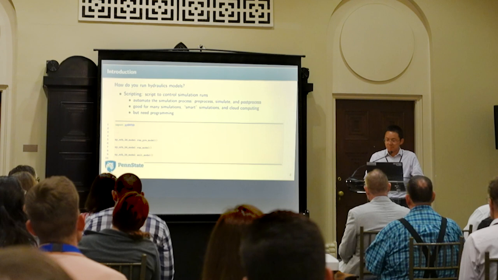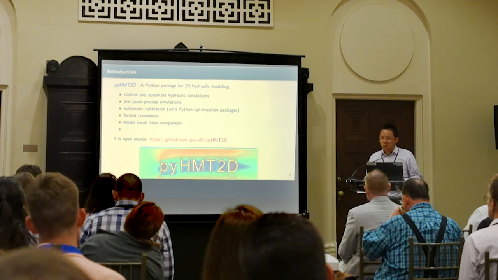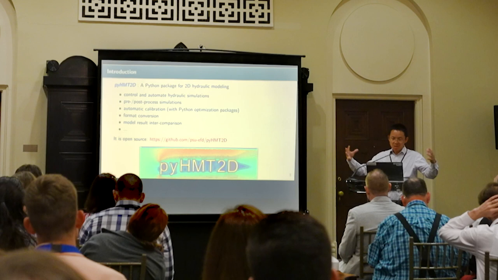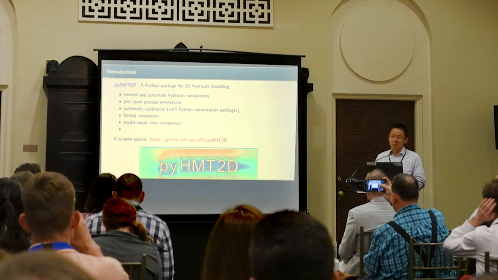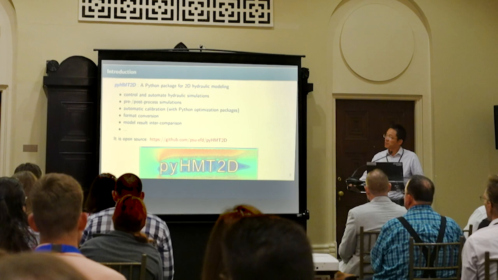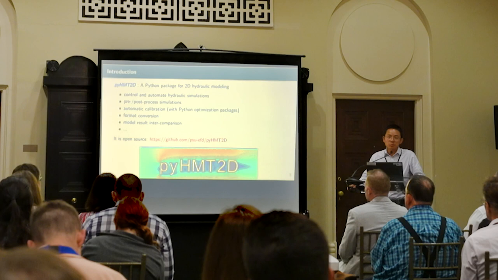And to do scripting, what we have done is come up with a Python package to do all these things, putting all these processes in the package so that if you want to use it, you can just call these functions in this package. It's called PyHMT. Py, of course, is for Python. HMT stands for hydraulic modeling tool, right? So 2D. This package is designed mostly for 2D hydraulics modeling.